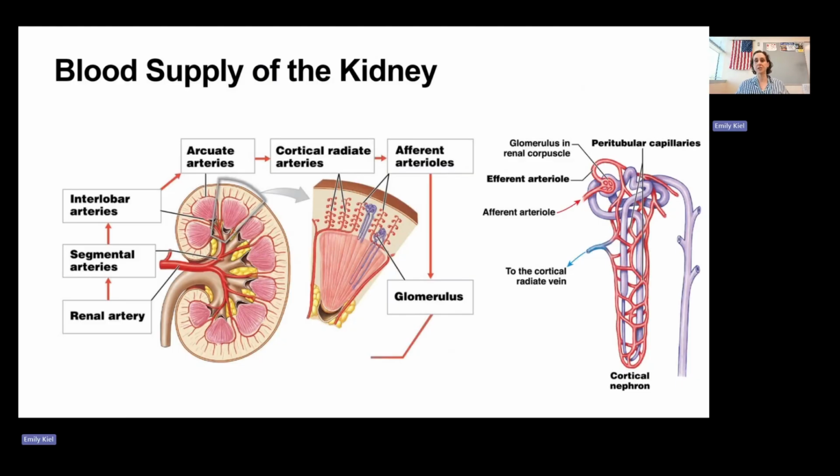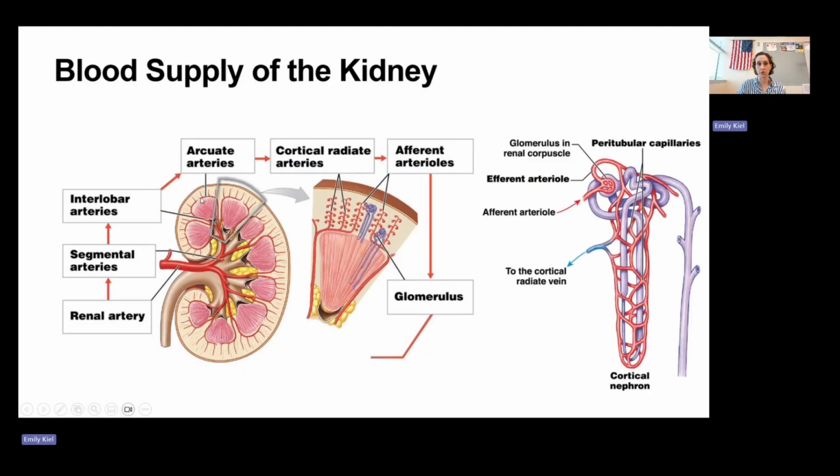So what is the blood supply to the kidneys? How are we getting this blood here and where is it going? It's going to come in the renal artery, and then it's going to go through these segmental arteries, which will split even further to be interlobar arteries. So these arteries are going between the lobes themselves. These will become arcuate arteries.